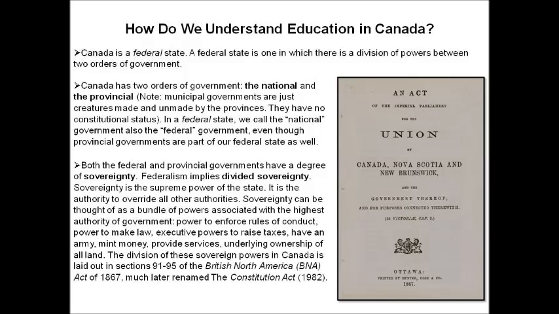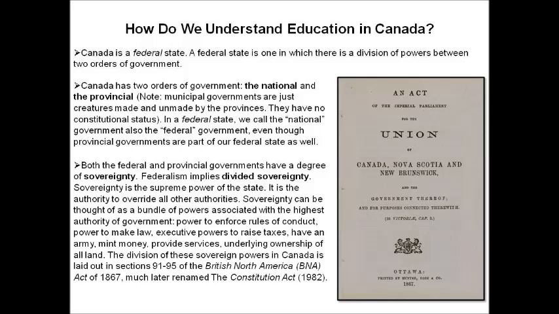So as a note here, you may be thinking, well, but what about municipal governments, right? Well, they're just creatures made and unmade by the provinces. They have no constitutional status. They could be taken away tomorrow. You get rid of a municipal government. They don't have any sovereign power unto themselves like a national or a provincial government does.